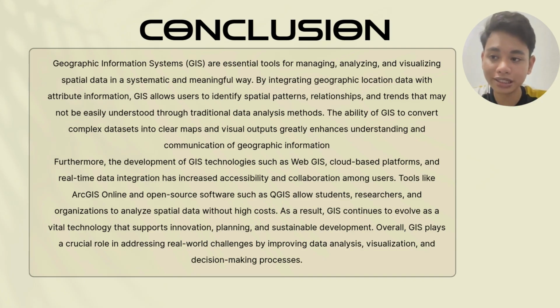Lastly, for the conclusion, Geographic Information Systems (GIS) are essential tools for managing, analyzing, and visualizing spatial data in a systematic and meaningful way. By integrating geographic location data with attribute information, GIS allows users to identify spatial patterns, relationships, and trends that may not be easily understood through traditional data analysis methods. The ability of GIS to convert complex datasets into clear maps and visual outputs greatly enhances understanding and communication of geographic information.